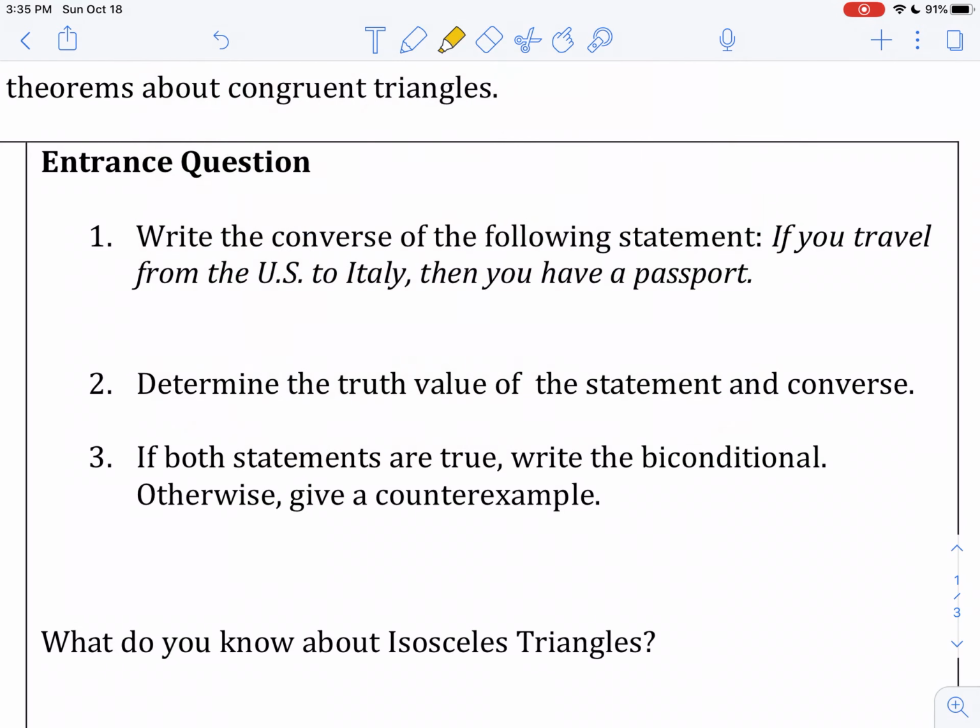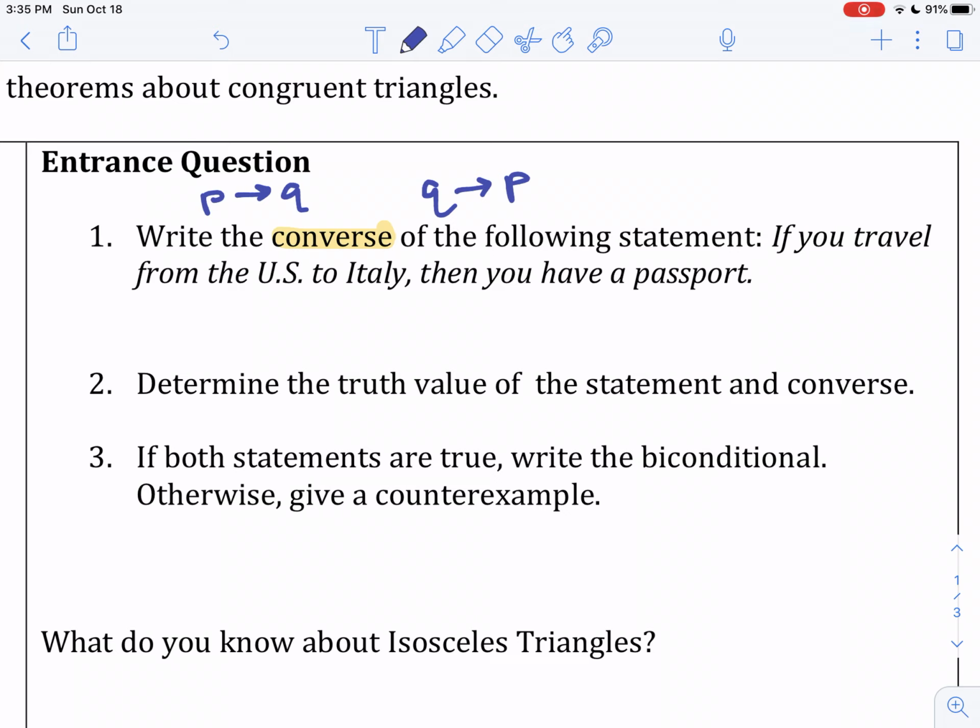Okay, so hopefully you had a chance to pause the video and try these out. Question number 1 says that we are going to write the converse of our statement. Remember, from unit number 2, we had an original statement saying that P implies Q. The converse is the flip-flop of that, so it's going to become Q implies P. So we're going to flip-flop the first and second parts of the statement.